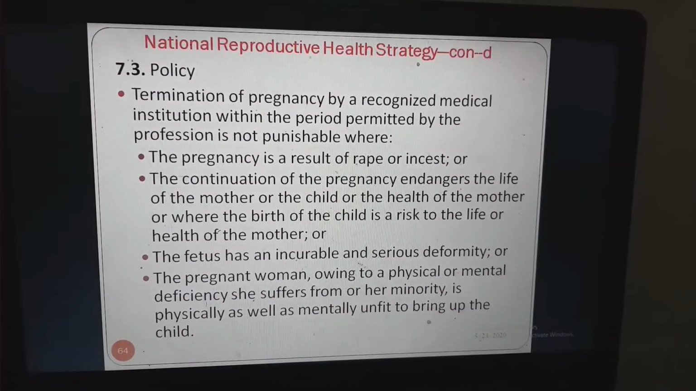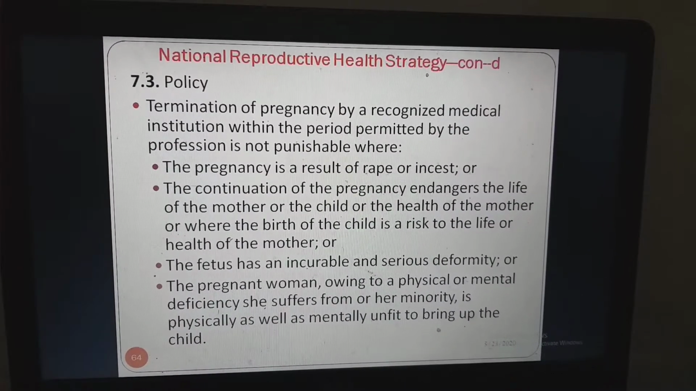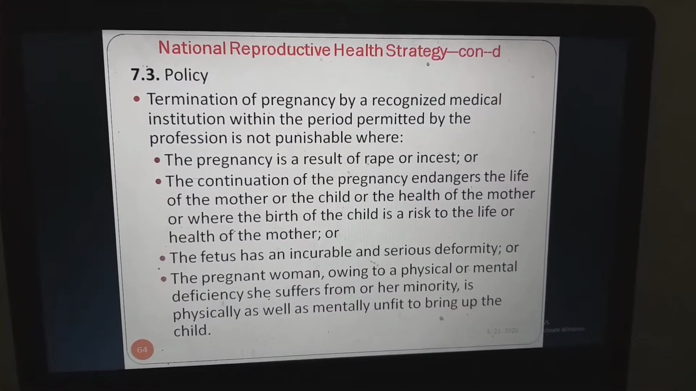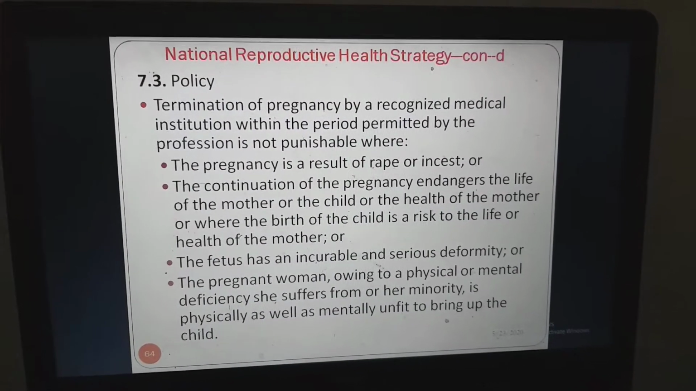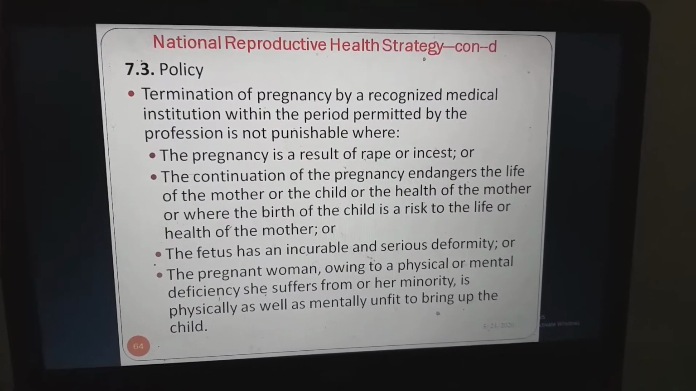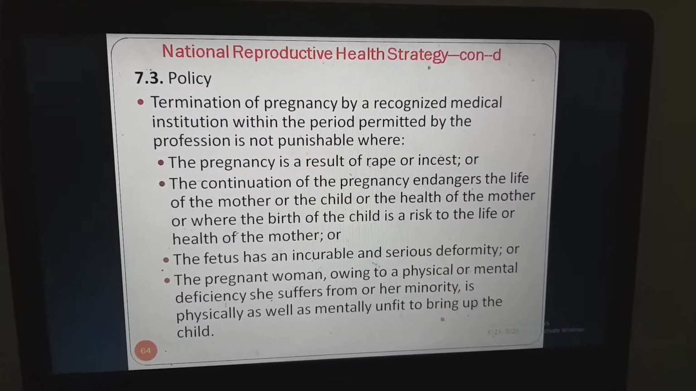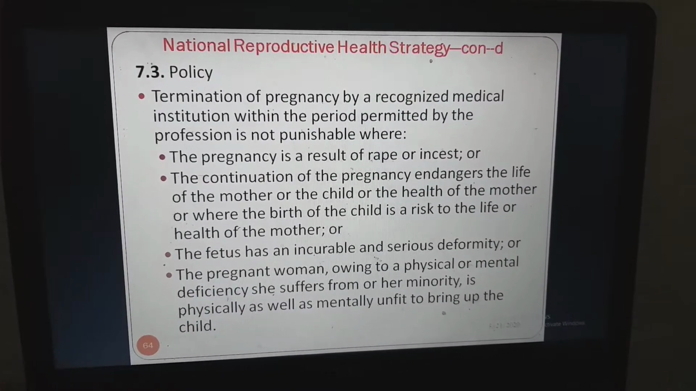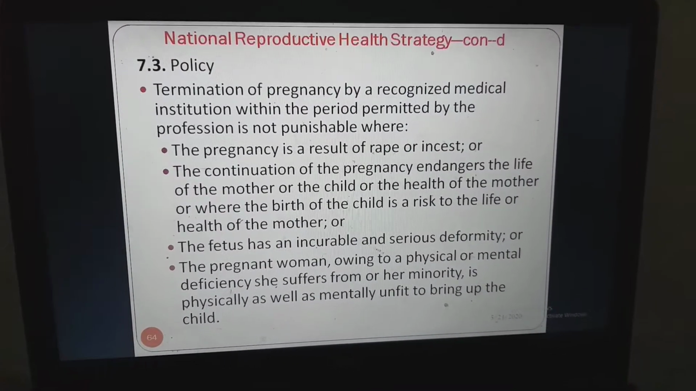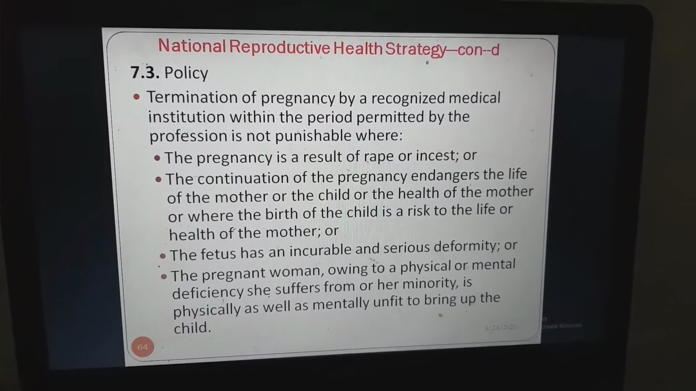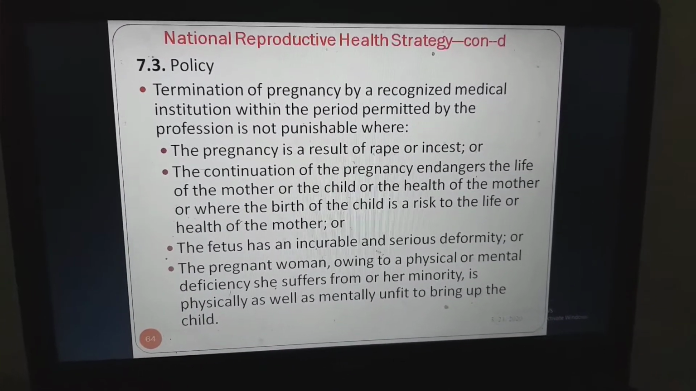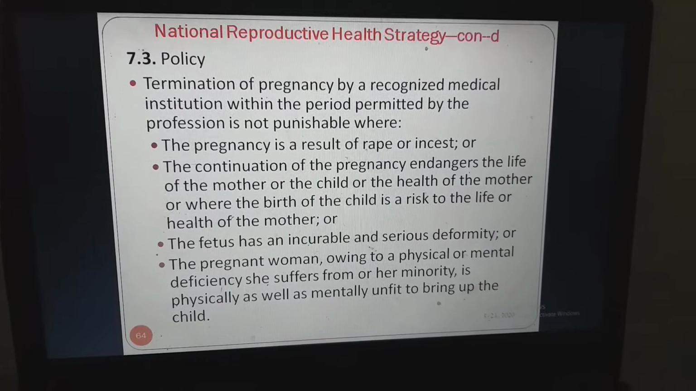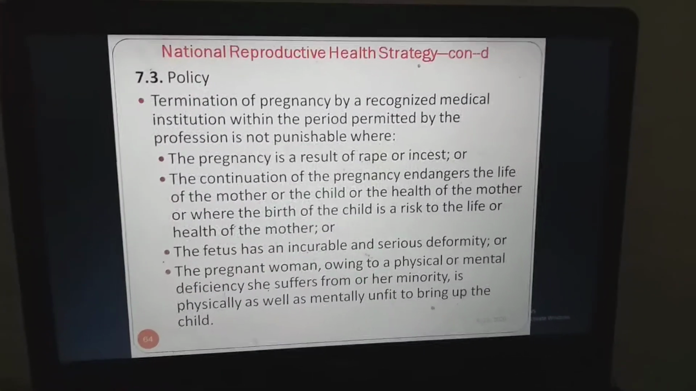Policy. Termination of pregnancy by a recognized medical institution within the period permitted by the profession is not punishable where the pregnancy is the result of rape or incest, or the continuation of pregnancy endangers the life of the mother or the child or the health of the mother, or where the birth of the child is a risk to the life or health of the mother. The fetus has an incurable and serious deformity. The pregnant woman, owing to physical and mental deficiency she suffers from, or her minority, is physically as well as mentally unfit to bring up the child.